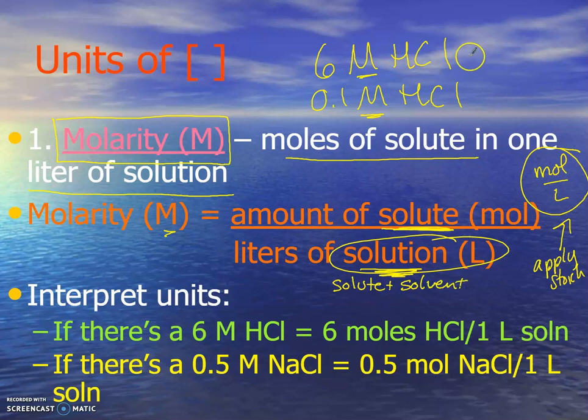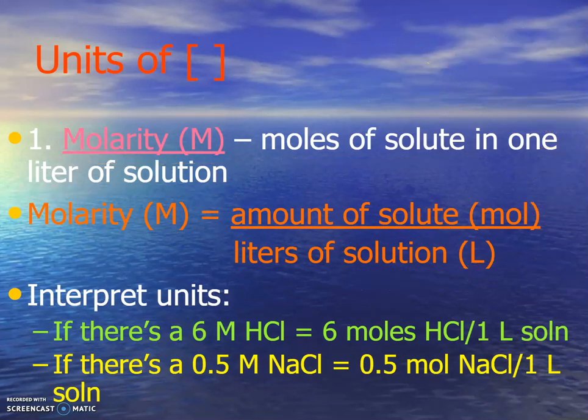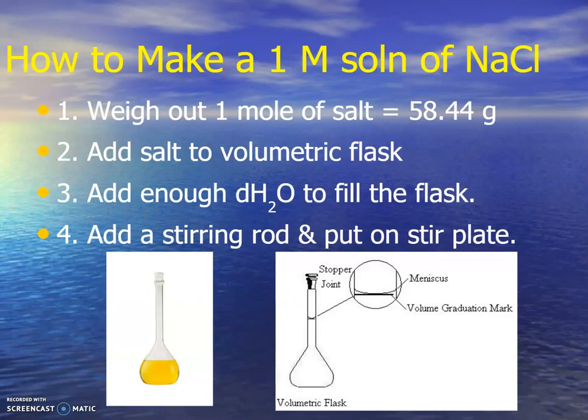All right, so which is more concentrated? Which is more dilute? Okay, 6 M means I have 6 moles of HCl per 1 liter of solution, and 0.1 molar is 0.1 moles of HCl per 1 liter of solution. So who's the concentrated one? This one is. This is concentrated, and this one is dilute. Okay, so you have seen those numbers, you've seen those designations with the molarity, that's what it's meaning.